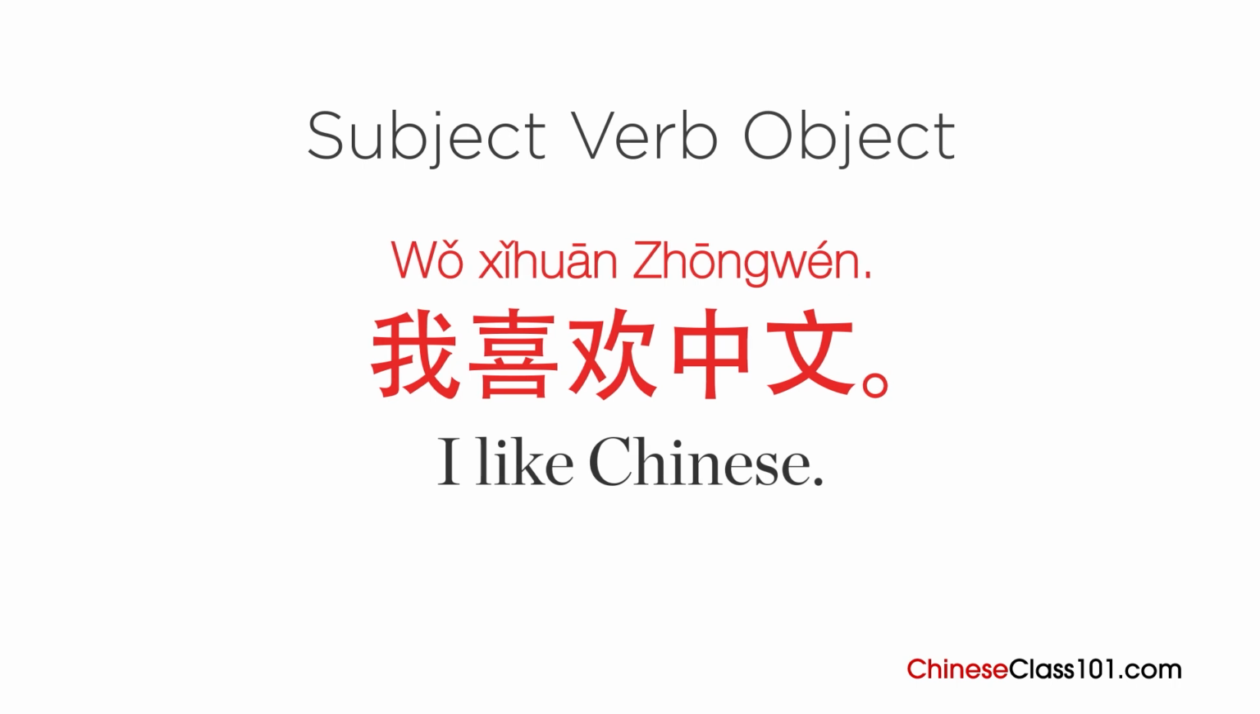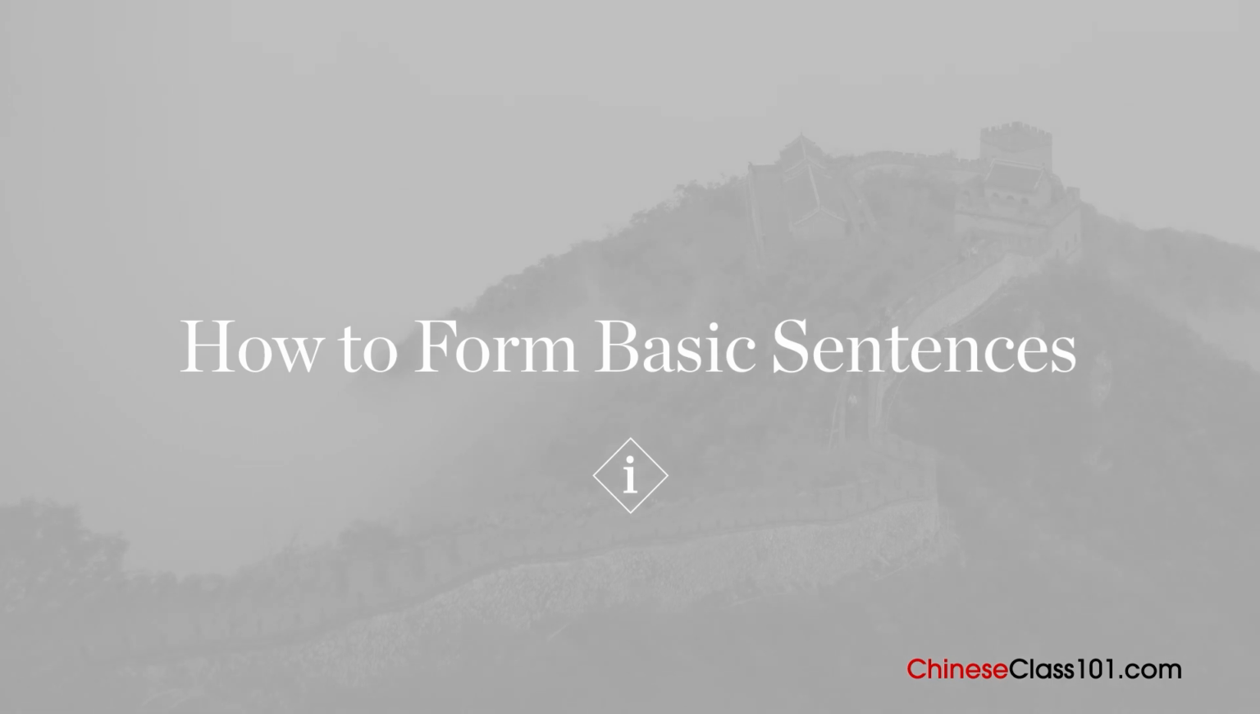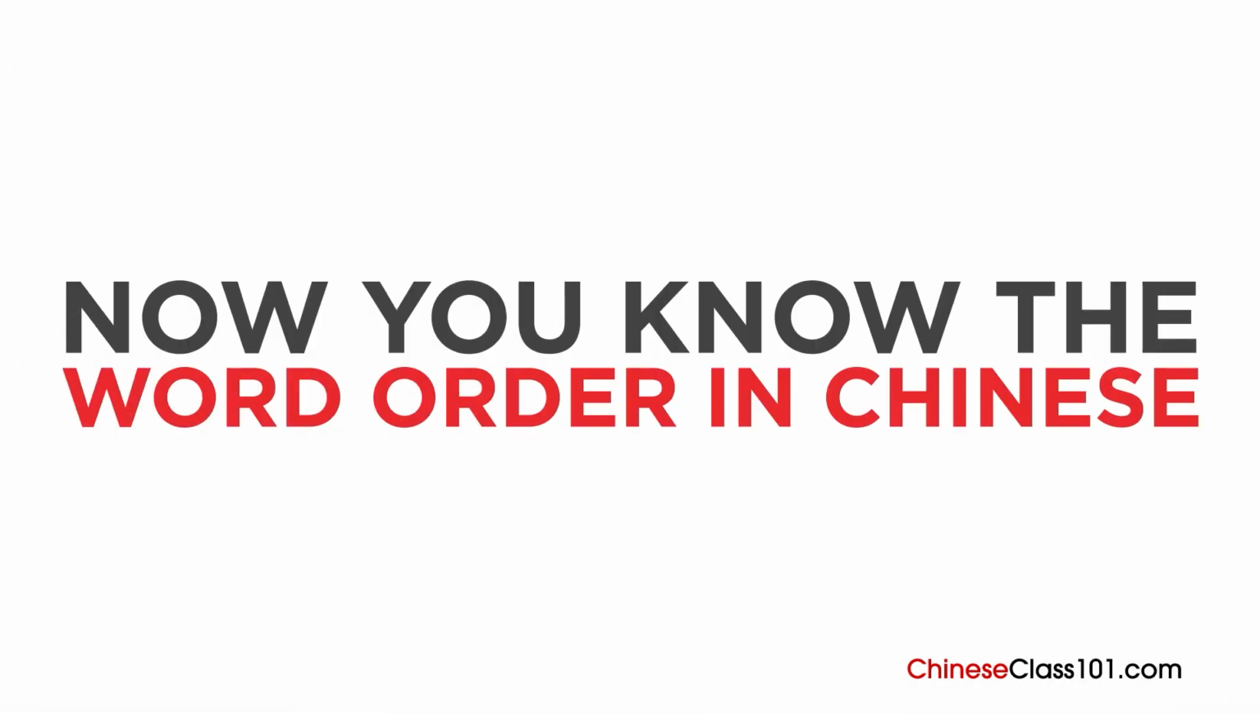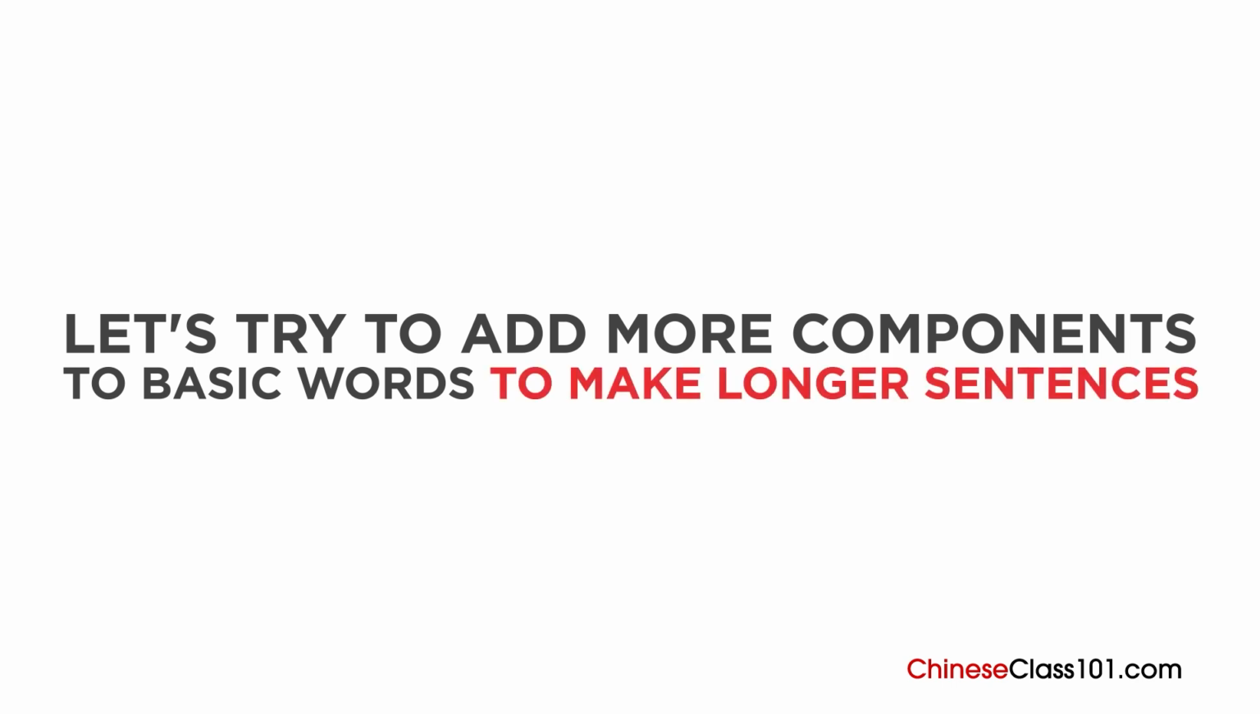Let's try another basic sentence. I like Chinese. I is 我, like is 喜欢, Chinese is 中文. So we put the subject first, then the verb, and then the object. Altogether, we have 我喜欢中文. Now you know the word order in Chinese. Let's try to add more components to basic words to make longer sentences.